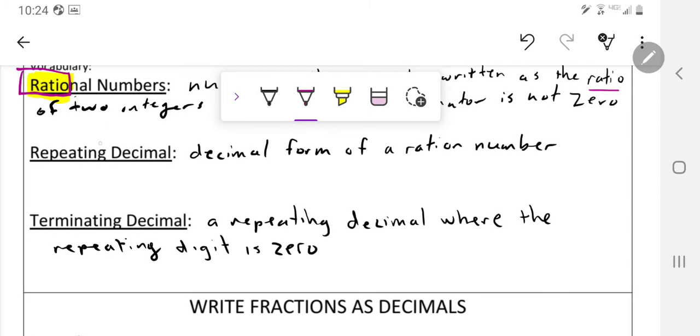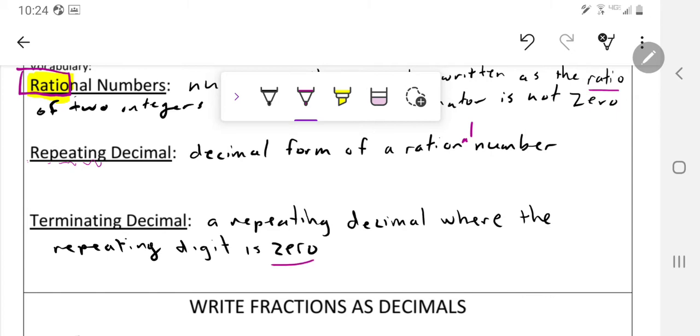All right. Repeating decimals. Guess what? All rational numbers can be written as repeating decimals. Okay, so that's why the definition is just, what is a repeating decimal? It's the decimal form of a rational number. All right, and a terminating decimal is just a special type of repeating decimal where the repeating digit is 0.